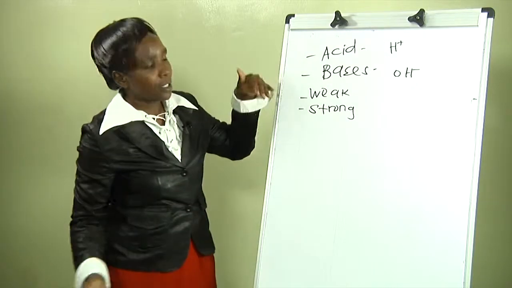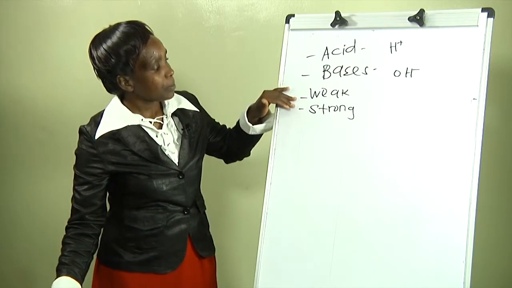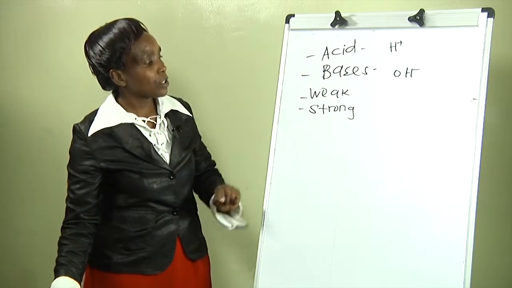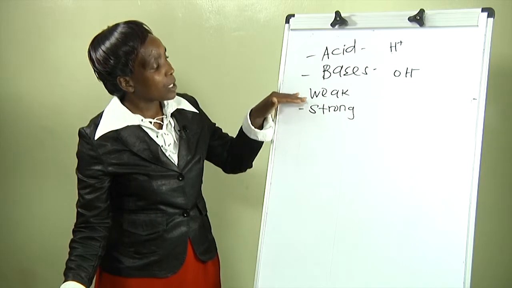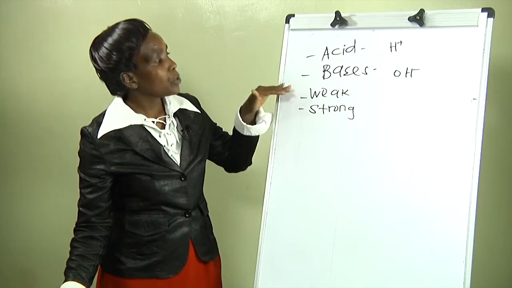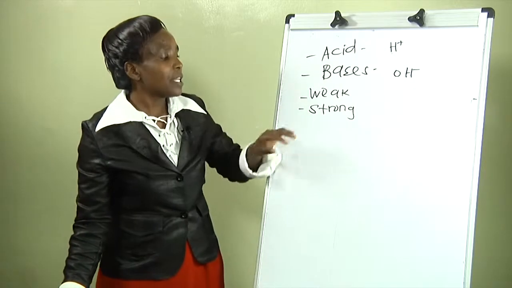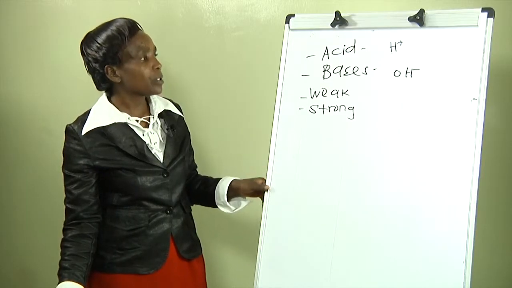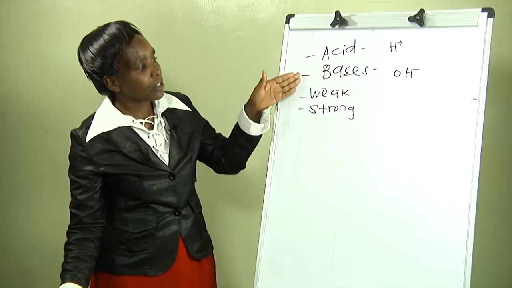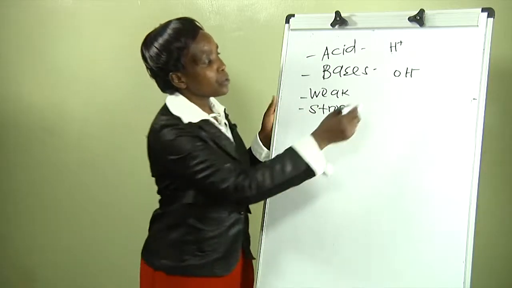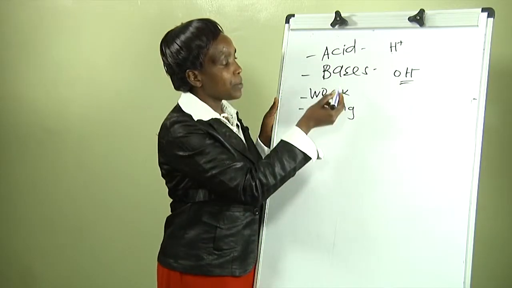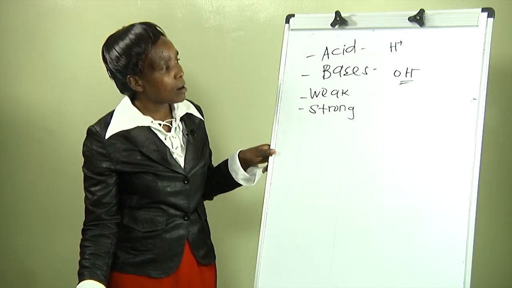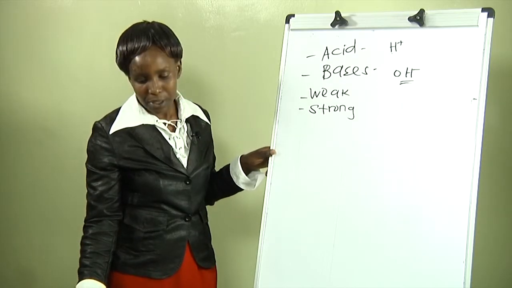So if you are talking of acid, you need to talk of the strong one dissociating fully to give more hydrogen ions. And if you are talking of weak, I have said they dissociate partially to give fewer ions of hydrogen. Then if you're talking of the base, still the same, but now you talk of giving more OH, and the other one, weak, giving few, dissociating partially to give fewer OH ions.